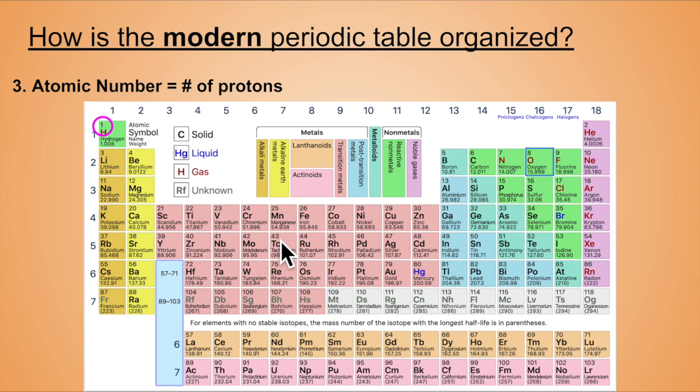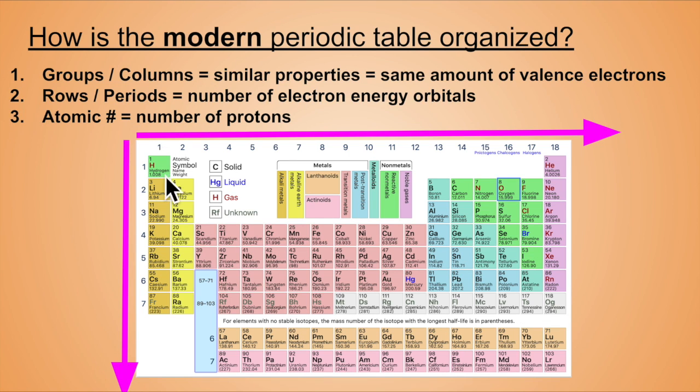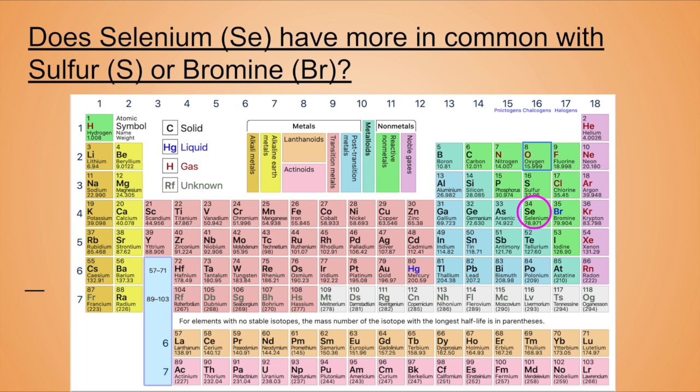So those 3 ways you need to know. As a review, the 3 main ways that we're organizing are: the groups are organized based on their similar properties, which equates to their same amount of valence electrons. The periods are organized by the number of electron energy orbitals they have, right? Do they have 1 energy orbital, or do they have 6 or 7 or whatever it is? And then the third way is by their increasing atomic number. A lot of you guys kind of guessed on this one or got it wrong on the homework.